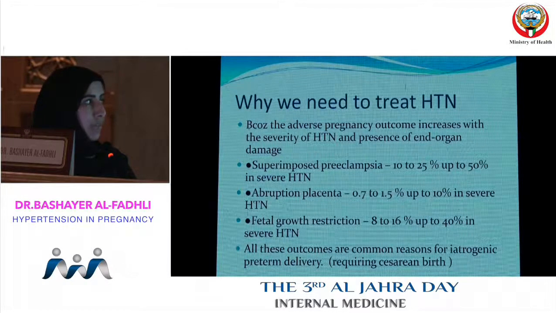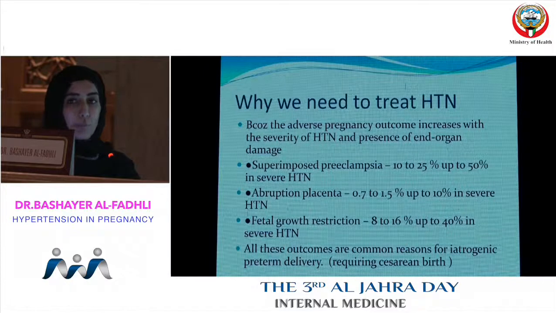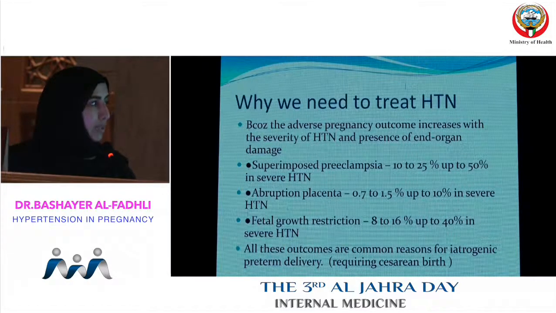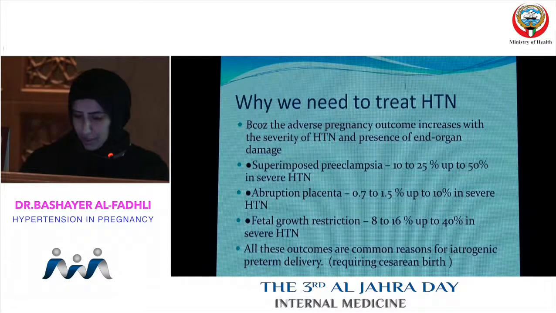There are adverse outcomes of hypertension on a pregnancy. There will be an increased risk of superimposed preeclampsia, abruption of placenta, and fetal growth restriction, and all these factors are a reason for iatrogenic preterm delivery and its complications.